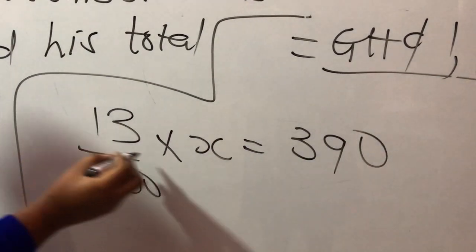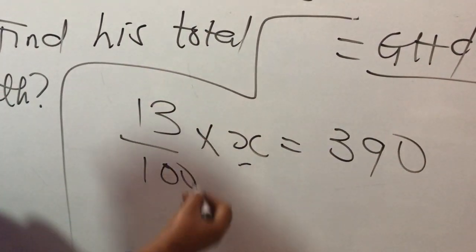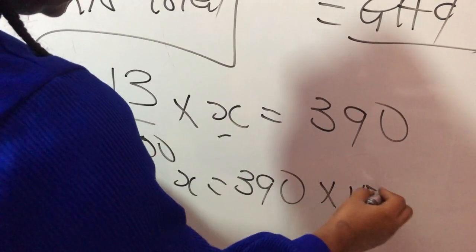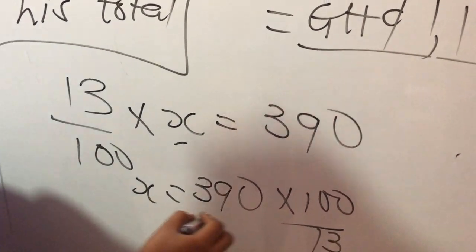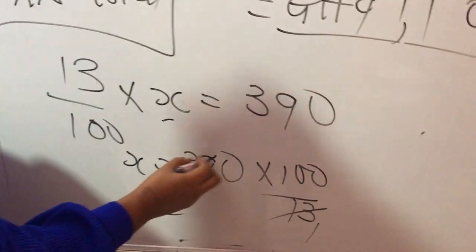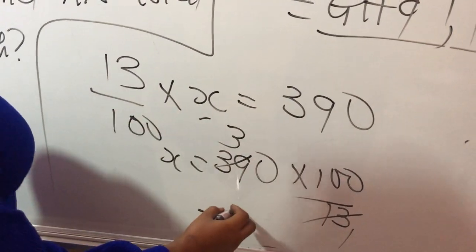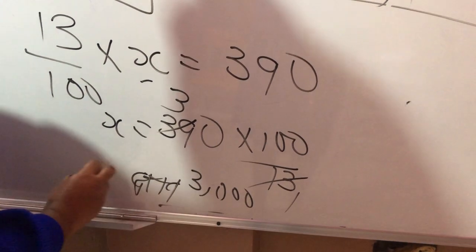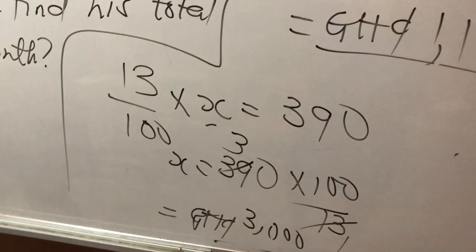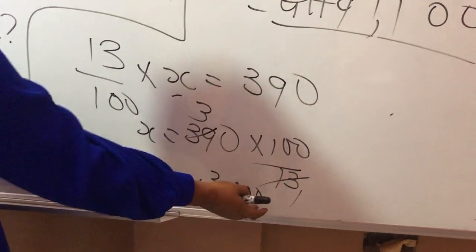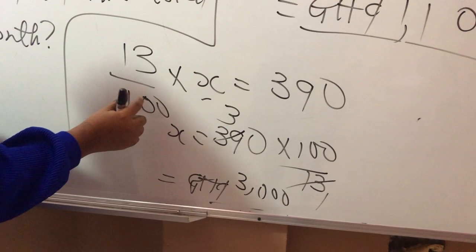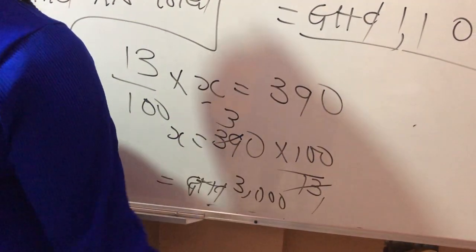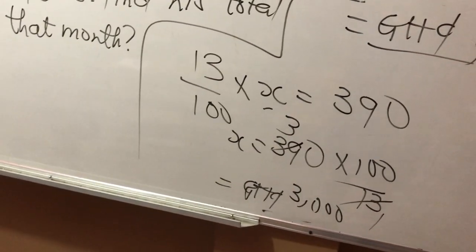390. Now, X has to stand on this one, so we carry all this one here. When it moves there, it reciprocates. So X is equal to 390 times 100 all over 13. So 13 here, 1, 13 here, 3. So we have 3,000 Ghana cedis. That means she made sales of 3,000 Ghana cedis. Her percentage of commission was 13%. So 13% on that sales of 3,000 Ghana cedis, and she made 390 cedis. Okay.